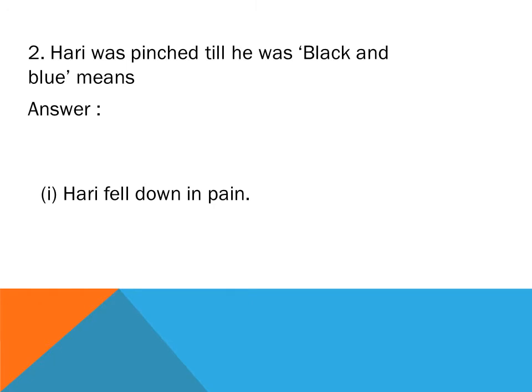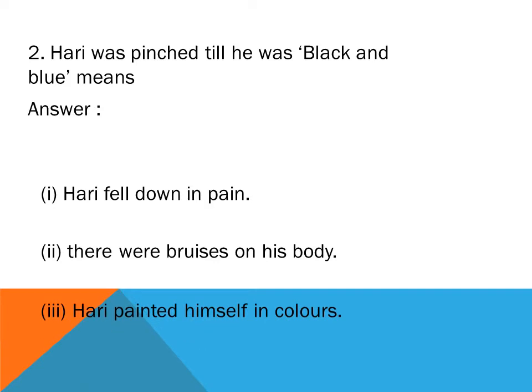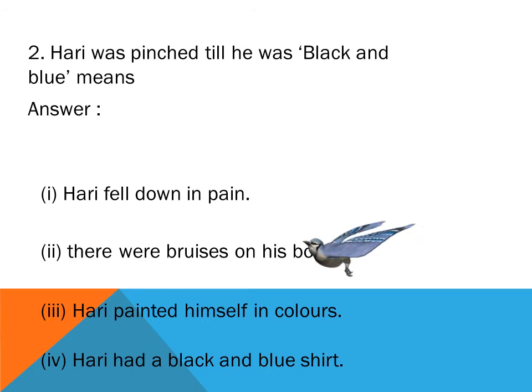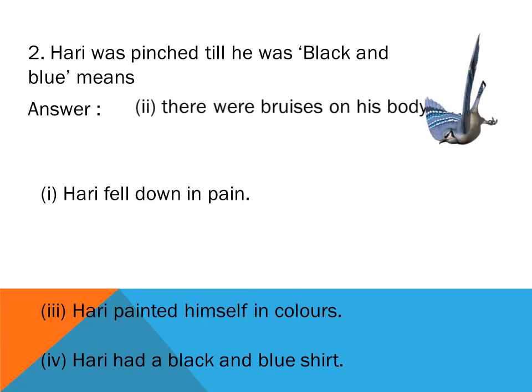Hari was pinched till he was black and blue means: Hari fell down in pain. There were bruises on his body. Hari painted himself in colors. Hari had a black and blue shirt. The correct answer is: there were bruises on his body.